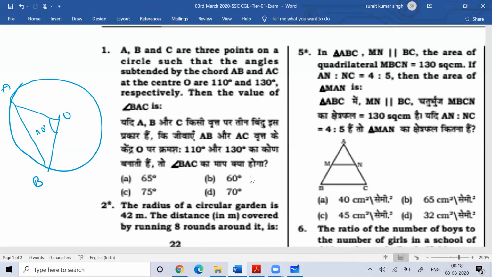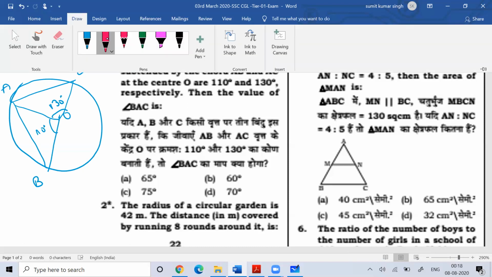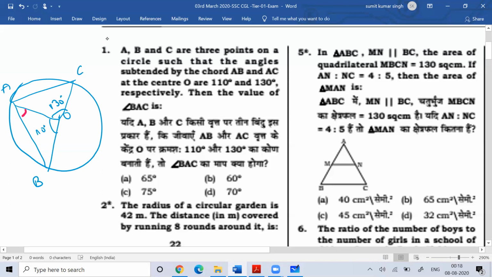Similarly, there's a chord AC, and although it looks like an acute angle, just think of it as an obtuse angle. It makes an angle of 130 degrees. Now they're asking for the value of angle BAC. Suppose this is X and this is Y. So angle BAC is the sum of X plus Y.